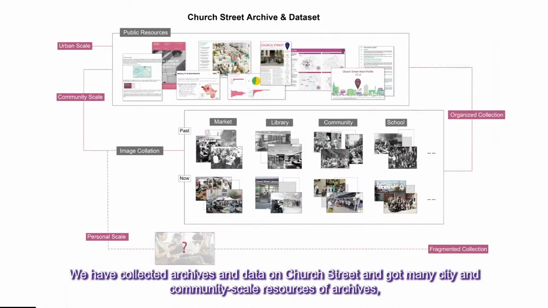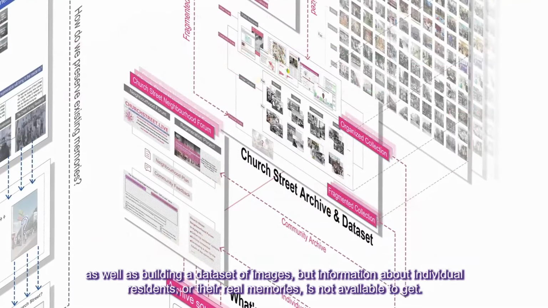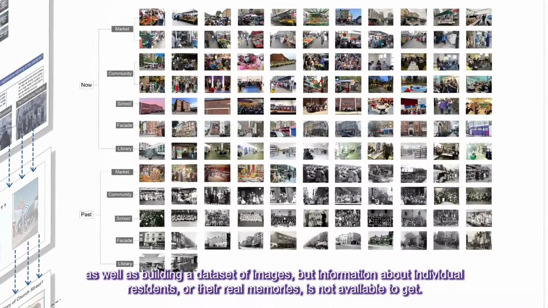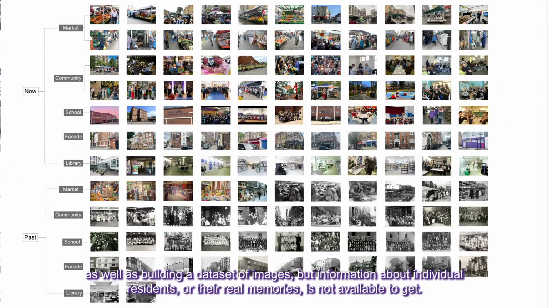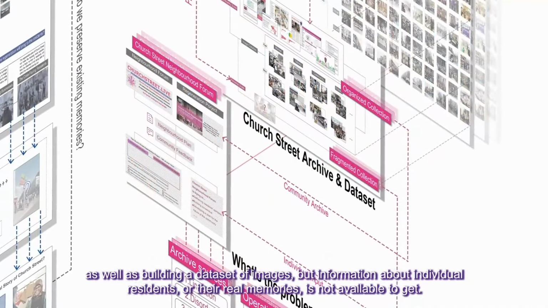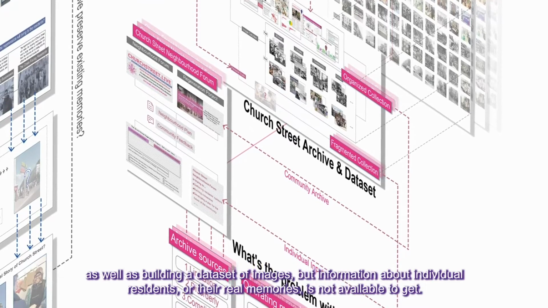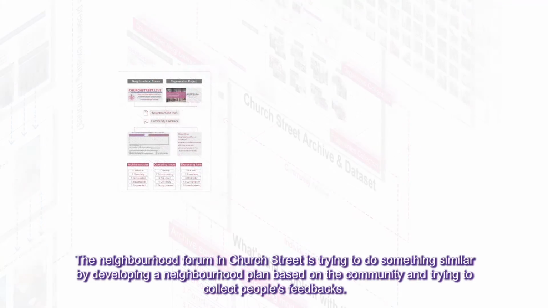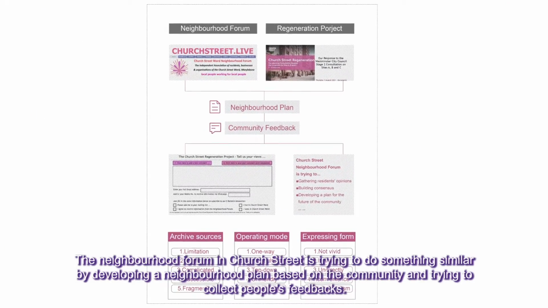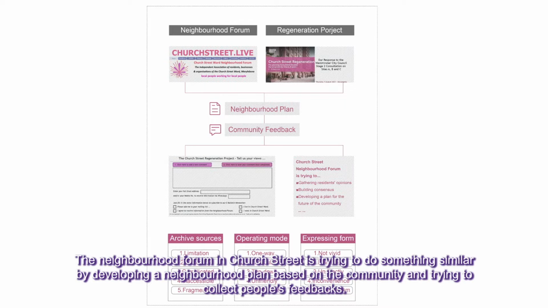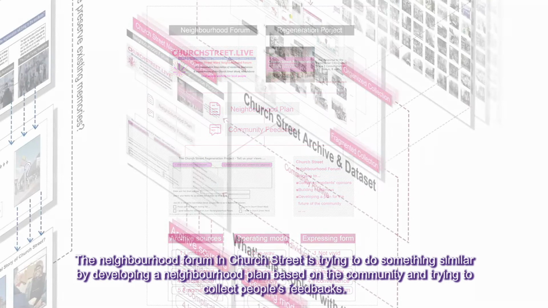We have collected archives and data on Church Street and got many city and community scale resources of archives, as well as building a dataset of images. But information about individual residents or their real memories is not available to get. The neighborhood forum in Church Street is trying to do something similar by developing a neighborhood plan based on the community and trying to collect people's feedback.